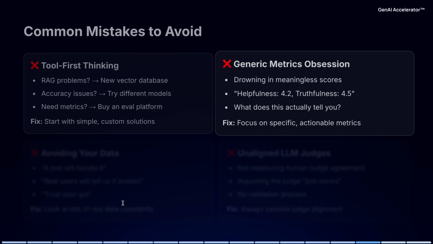Mistake number 2, generic metrics obsessions. So drowning in meaningless scores, helpfulness 4.2, truthfulness 4.5. What does this actually tell you? Fix, focus on specific actionable metrics. Start with booleans. Build your metrics really based on what you want to know from your system.